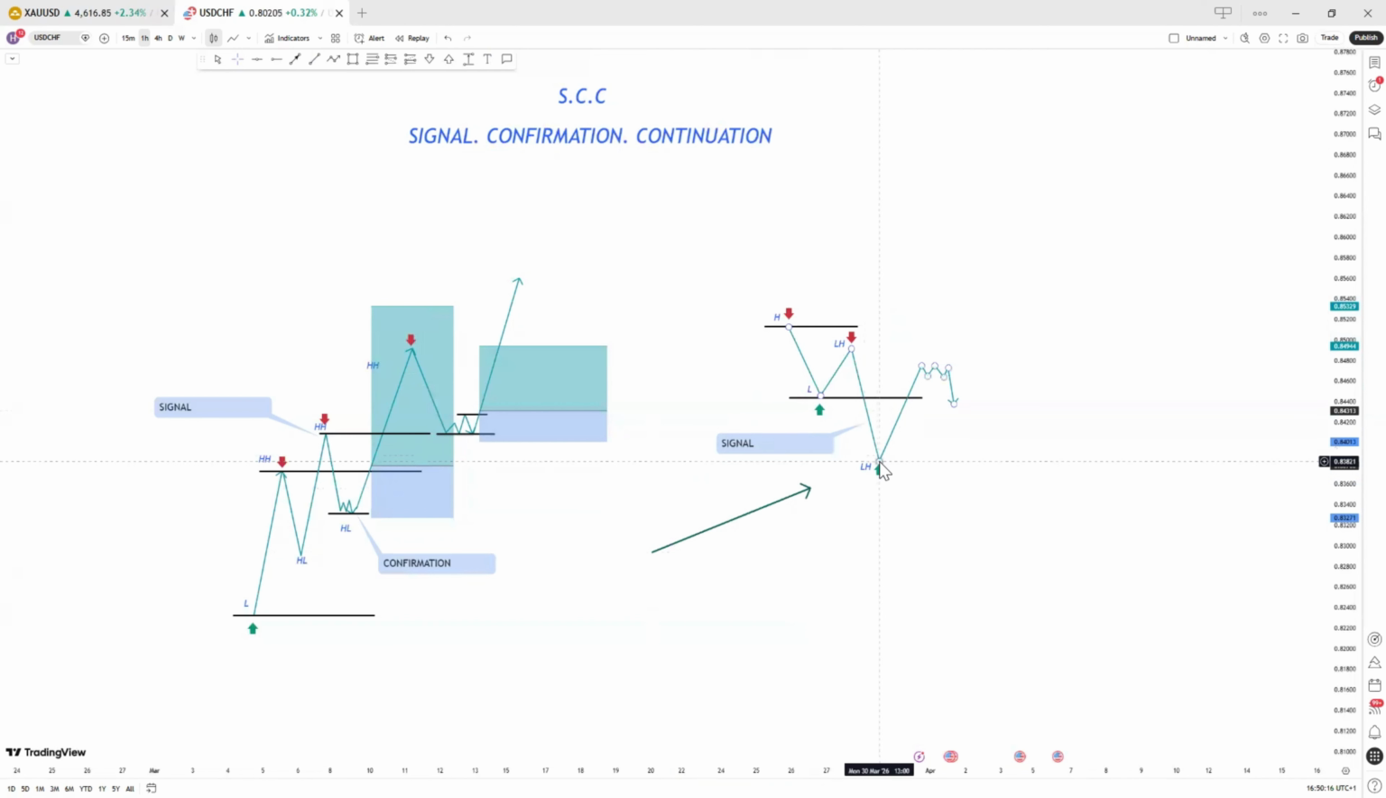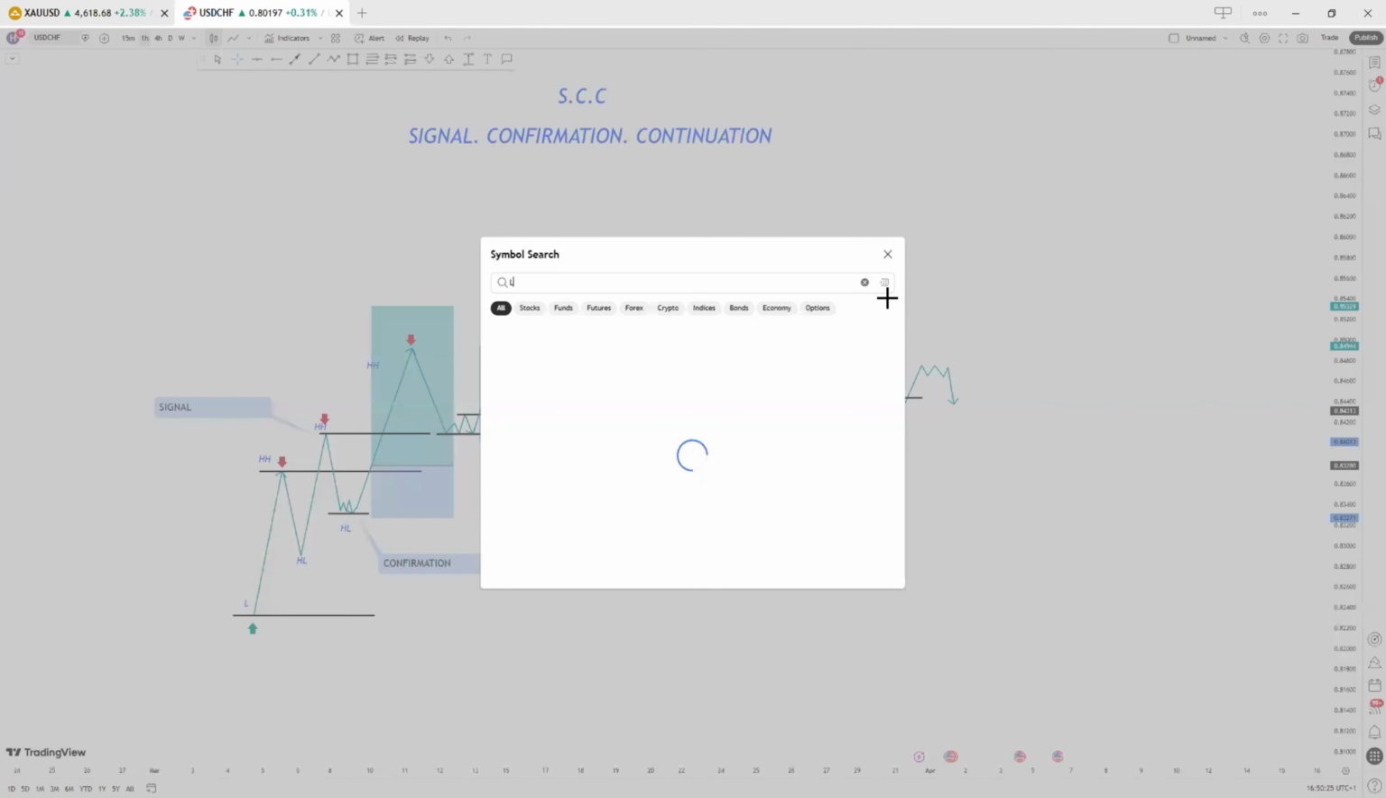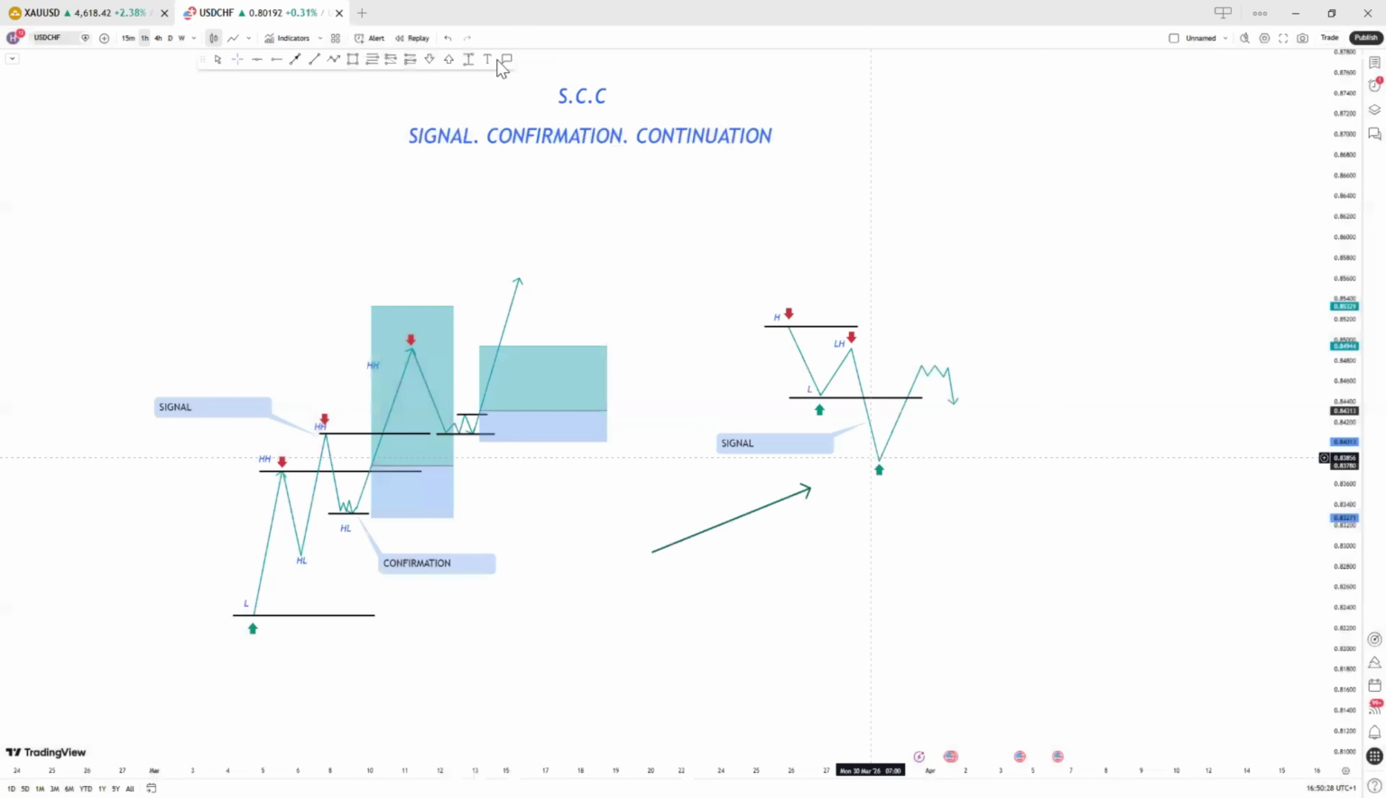Now this is the lower low. Thank you for the correction. So this is the lower low, that's correct. Once you see this signal right here, you don't want to trade this signal. No, you don't want to trade this signal.